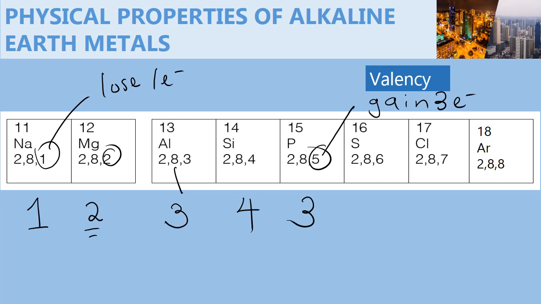Sulfur has a valency of 2. Chlorine has a valency of 1. Argon, on the other hand, has a valency of 0.